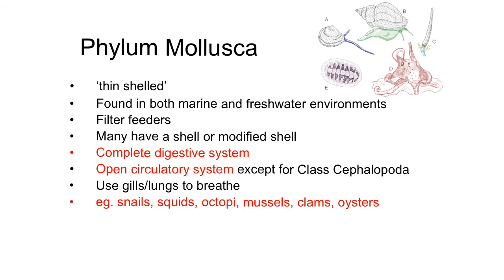Here's another phylum you should be familiar with. It is phylum Mollusca. So the mollusk phylum includes things that usually have a shell or some sort of modified shell. So things like snails, mussels, clams, oysters, and also squids and octopi.